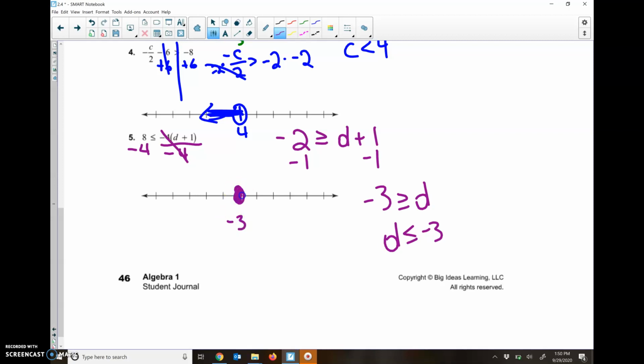So I'm going to fill in my dot here because it's an equal to. The numbers less than negative 3 go to the left, like negative 4, negative 5. So going back to the first step, I could have either divided by negative 4, or I could have distributed and gotten this. And I still end up with the same answer. Whoops, never mind, I'm going to add 4 there because it already is a negative 4.